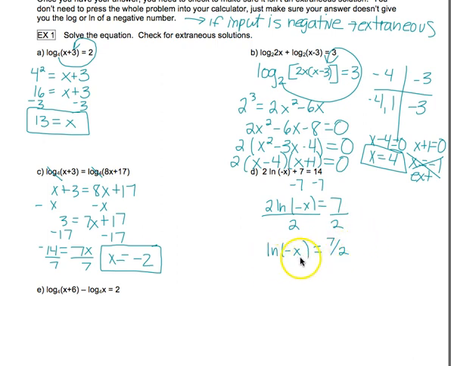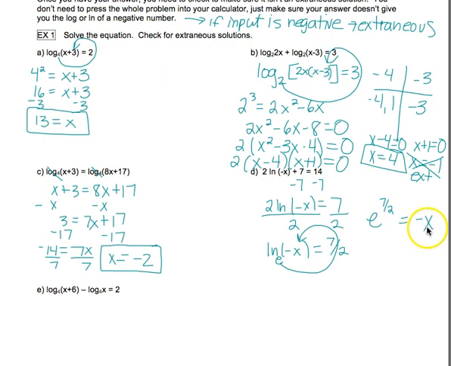So now the logarithm is by itself. All I have is the logarithm, a base, which we don't write here because when it's ln, we understand that the base is always e, and my input. So now I can use the Swoop method. You don't have to write it in; I'm just writing it in for illustrative purposes. This gives me e to the 7/2 power equals negative x.